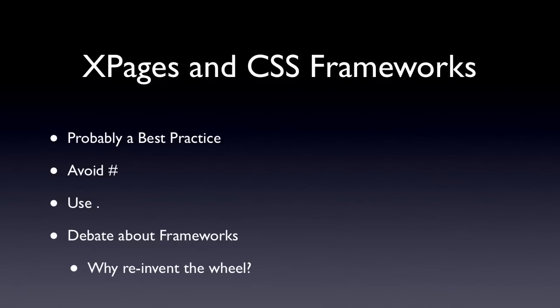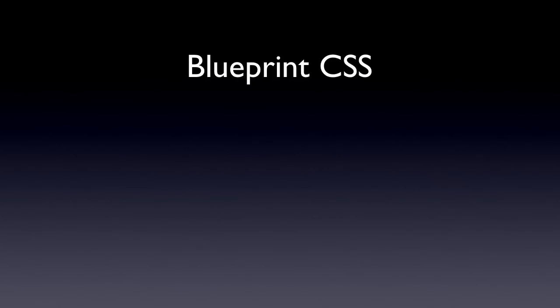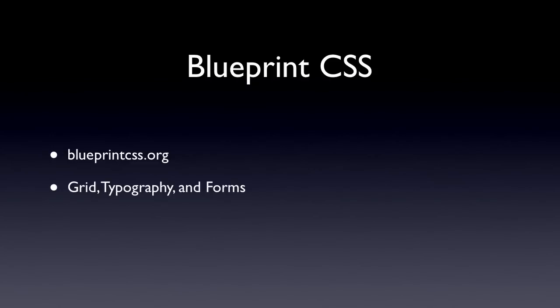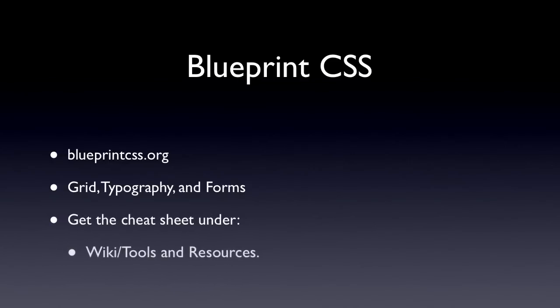One of the reasons I chose the Blueprint framework, which is found at blueprintcss.org, is because it's smaller. It's much smaller than One UI, which is very good, but you have to really dig into One UI to learn it. Blueprint gives you a grid, some typography, and some forms. It has a wiki with a great cheat sheet on how to do some of these things. If you go under their wiki, tools and resources, make sure you get the cheat sheet. Okay, so let's dive right into the demo.